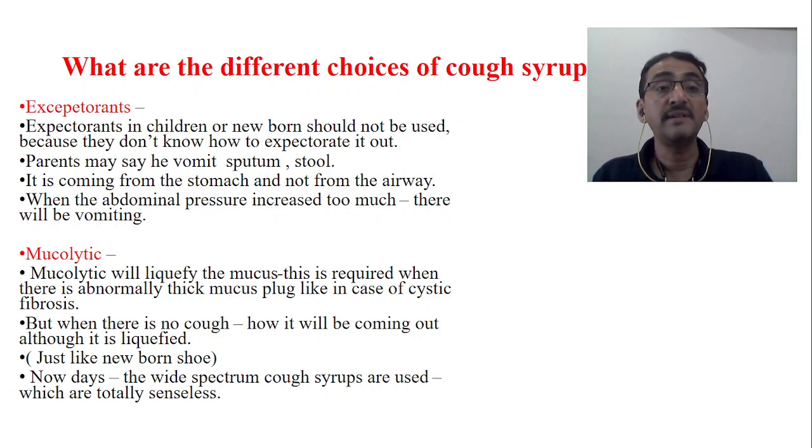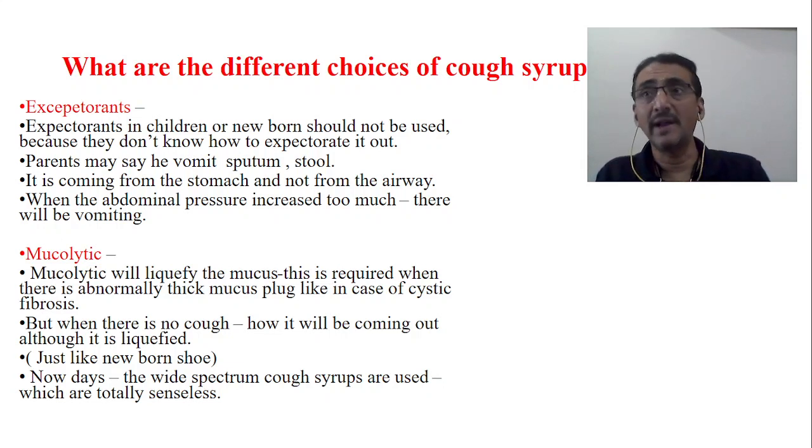So the parent may say that he vomits the sputum, and in the stool also the sputum is going out. And it is coming from the stomach and not from the airway. So when the abdominal pressure increases too much, there will be vomiting also. So this is about the expectorant.